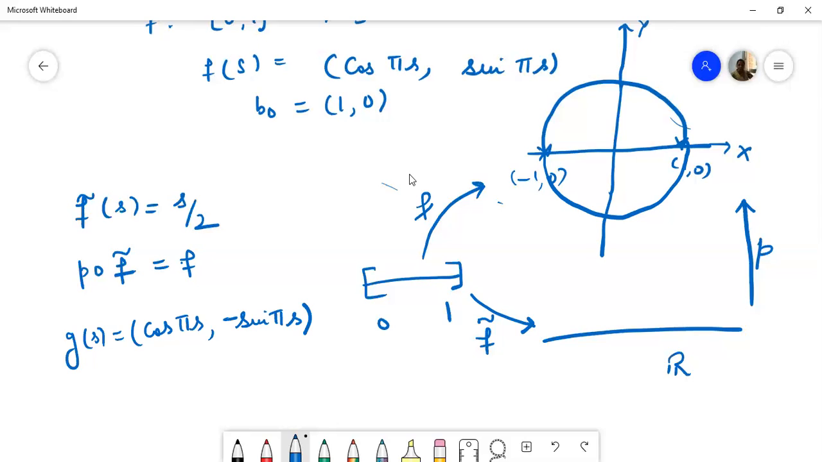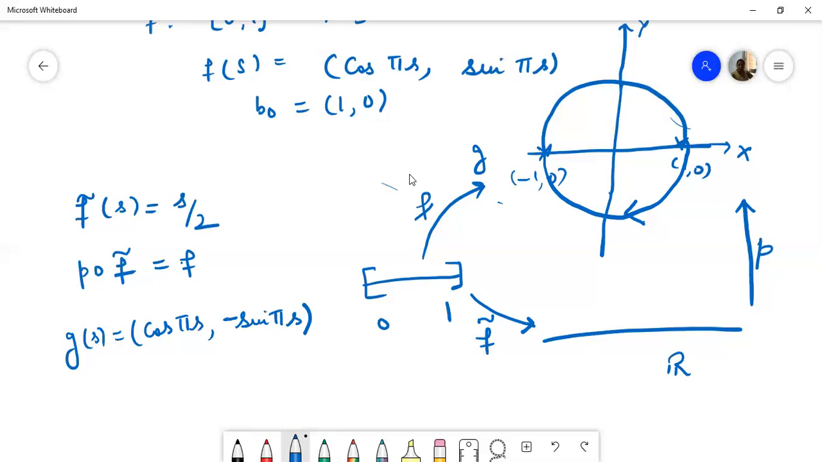Now this G starts from this point (1, 0) and ends at (-1, 0) along this curve, from this to this. This is our G: cos πs, -sin πs. Again we have a covering map P from R to S1, and a mapping G from the closed interval [0, 1] to S1, which maps along this curve from point (1, 0) to (-1, 0).